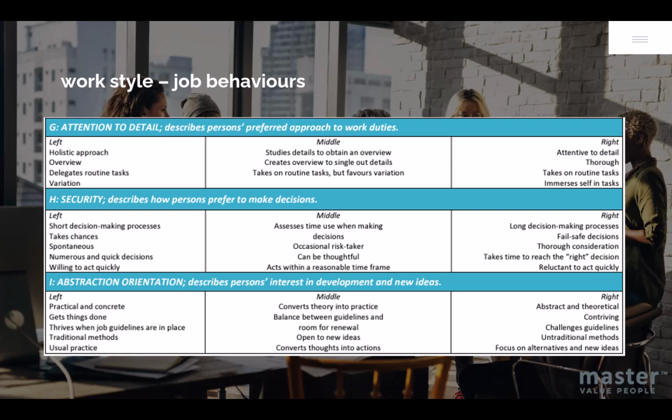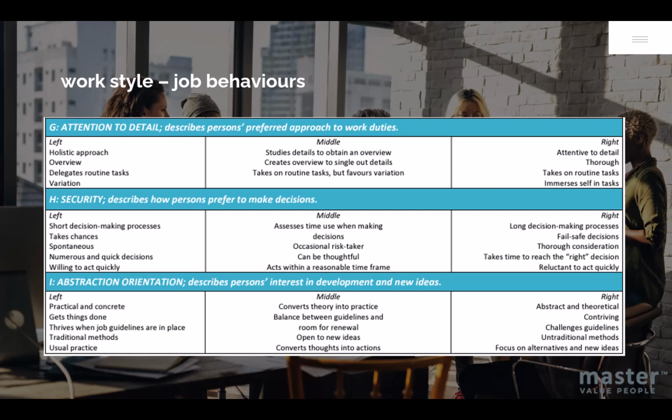Next, we move to abstract orientation, which is our final behavior. It describes a person's interest in development and new ideas. On the left-hand side, we have a person who is practical and concrete. They are focused on getting things done. They thrive when job guidelines are in place. They ask for the guidelines and then they stay within those boundaries. They thrive with traditional methods and standard practices.